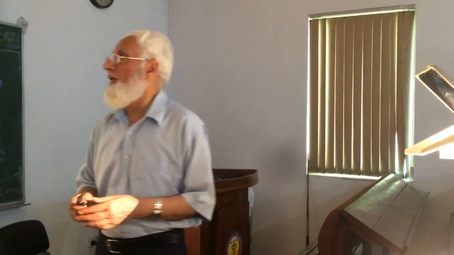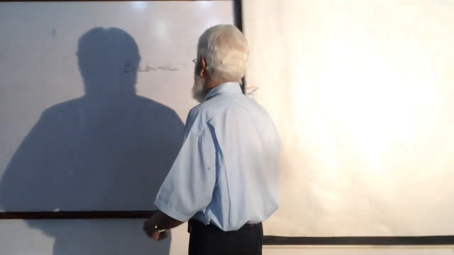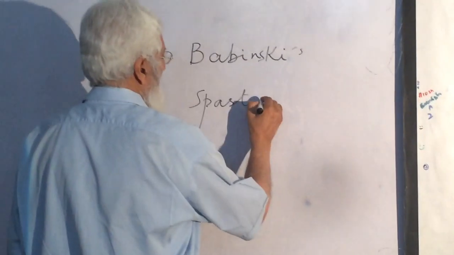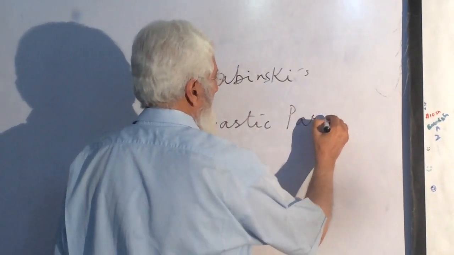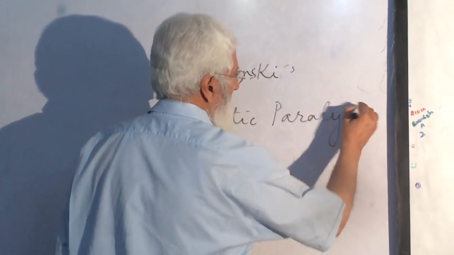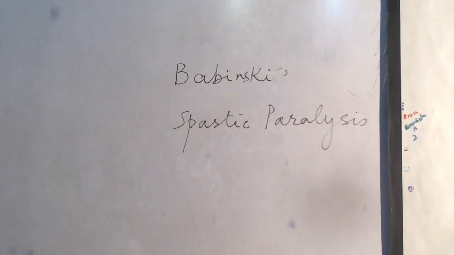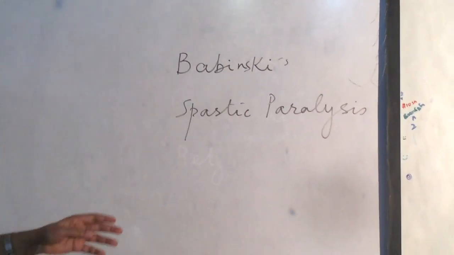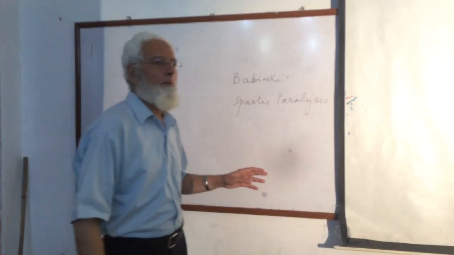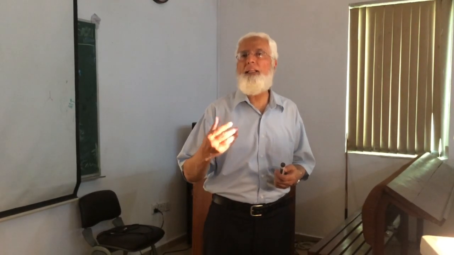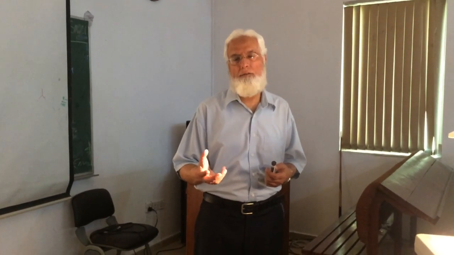There is spastic paralysis. Loss of movements along with hypertonia, so there is spastic paralysis. Of course, muscle tone is increased, right? There is ankle and knee clonus.